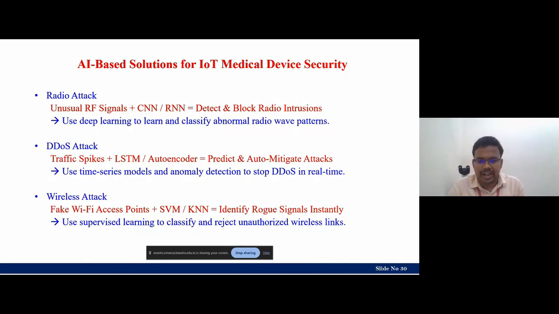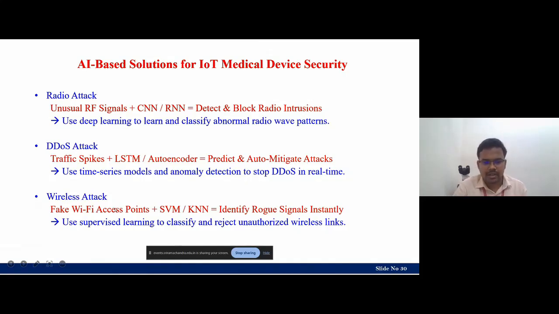So writing a program at the device level and giving concrete security is very, very difficult. So we need a certain layer of security, like intermediate gateway-level security or cloud-level security, for continuous monitoring of this data packet pattern, and you can do the auto-mitigate process.